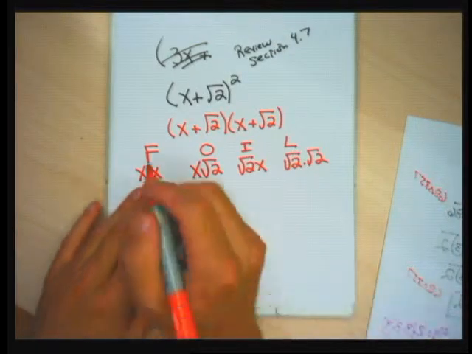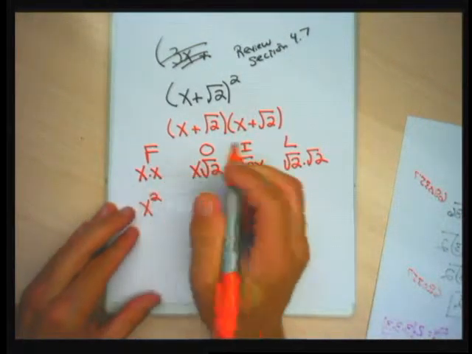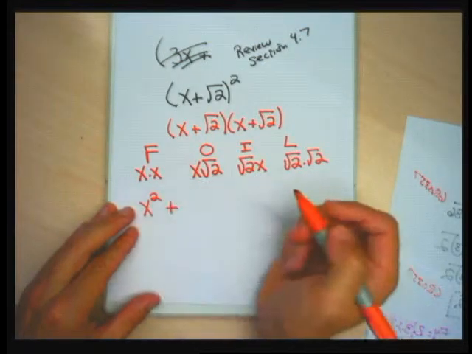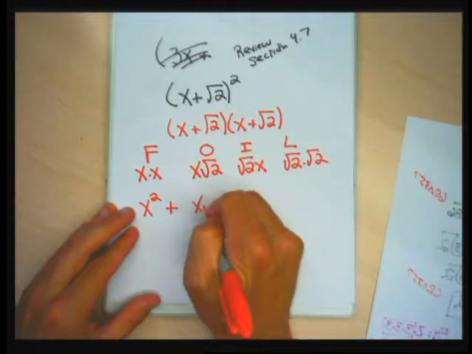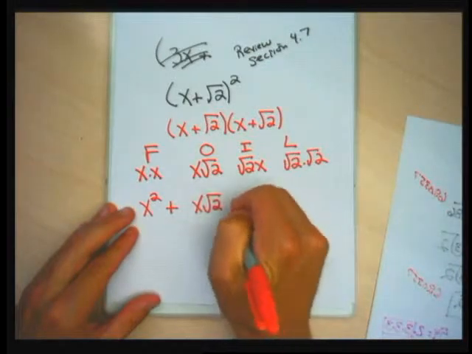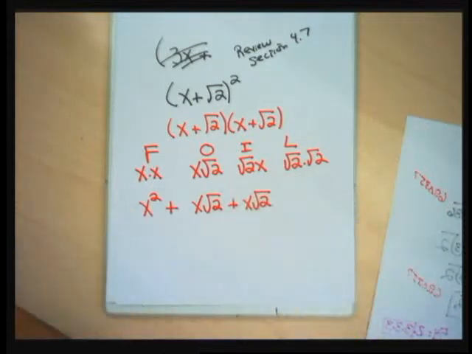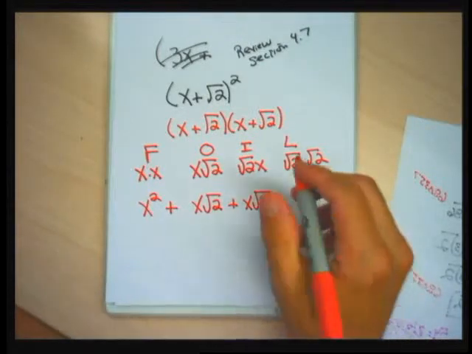So firsts are easy. That's x times x. It gives me x squared. Outers and inners, I'm going to get positives, and unfortunately, I can't multiply a letter or something outside a square root with something under a square root. So both of those I'm just going to write as x times the square root of 2. This is going to be the tricky part, knowing what to do in terms of simplifying the x square root of 2 pieces. The lasts are easy for me.